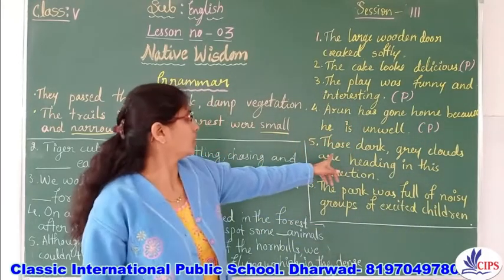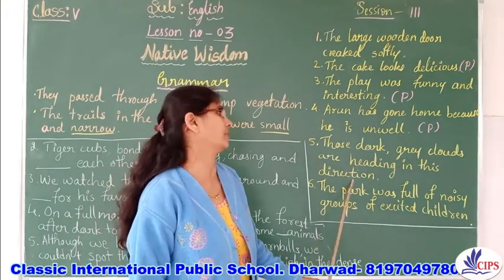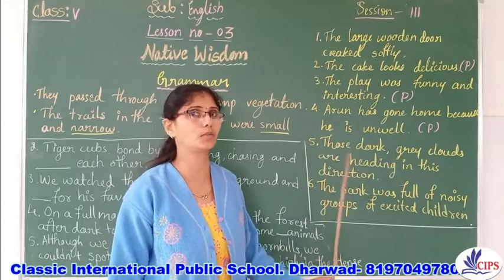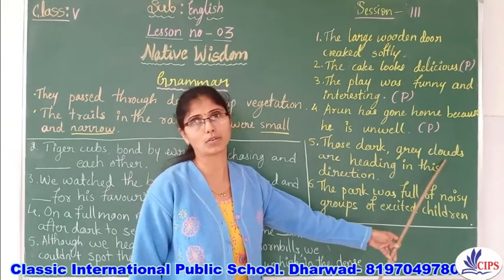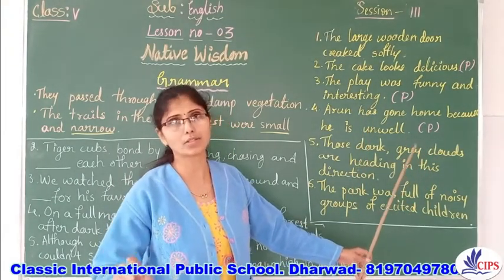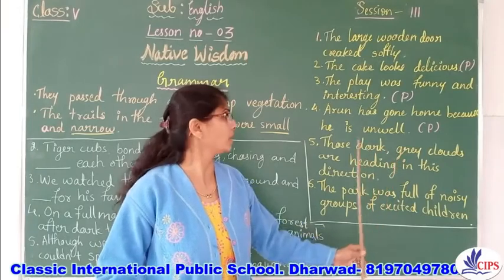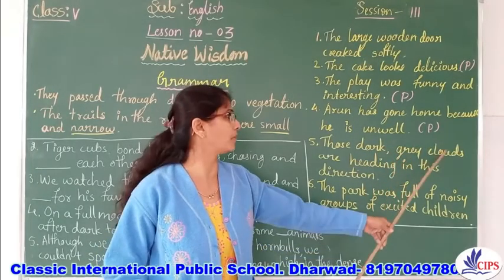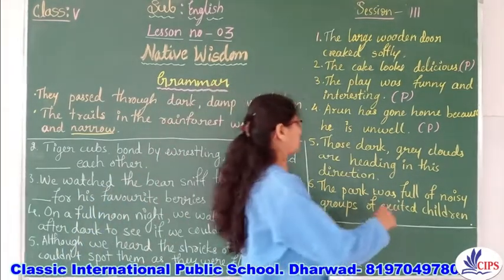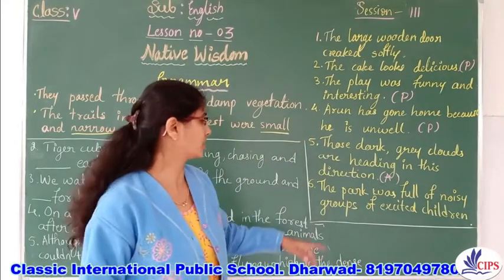Observe the next one. Those dark grey clouds are heading in this direction. Which word is the noun here? You should identify it first. I told you before. Which is that? Clouds. Noun, right? Some words describe the clouds. Which are those? Dark and grey. So these are adjectives. These two words appear before the noun. Before the noun, first, A. Which starts with A then? Attributive. So what to write here? A indicates attributive. Okay, children, observe the last one.